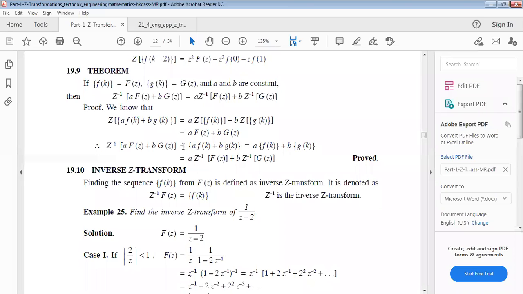Similarly, for the inverse function, we can also write a times f(k), that means this can be written like this, replacing. Now, this replacing what? G(k). This is the actual inverse, by using properties of the inverse function. Now it can be written as a times the f(k) sequence plus b times the g(k) sequence. Now this is also the inverse of F(z), and this is also the inverse of G(z). Actually, only two lines.